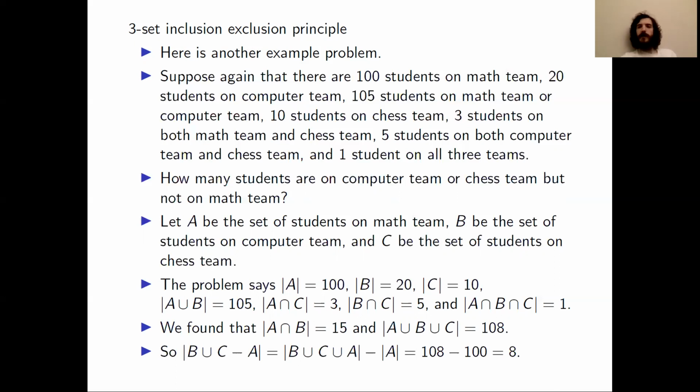If we want to find the cardinality of B union C minus A, we can take the cardinality of B union C union A, and then we can subtract out the cardinality of A. This gives us 108 minus 100, which leaves us with 8.